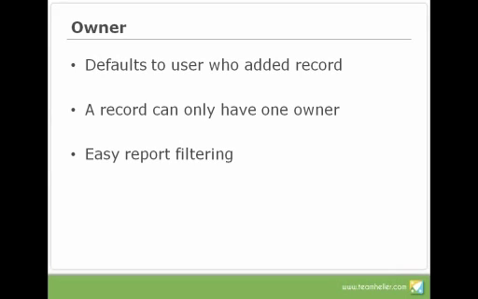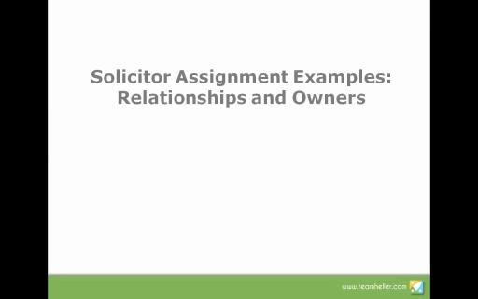By using record ownership, you can quickly and easily filter reports to show only contacts or accounts or any other record that you own. This would be a great way for solicitors to quickly and easily build a list of their prospects. Keep in mind, however, you would have to set all of your solicitors up as users in the system in order to assign them as owners of records. Also, keep in mind that you can only have one owner per record. So if you're an organization that does assign multiple solicitors to one prospect, it's possible that record ownership isn't necessarily going to work for you.